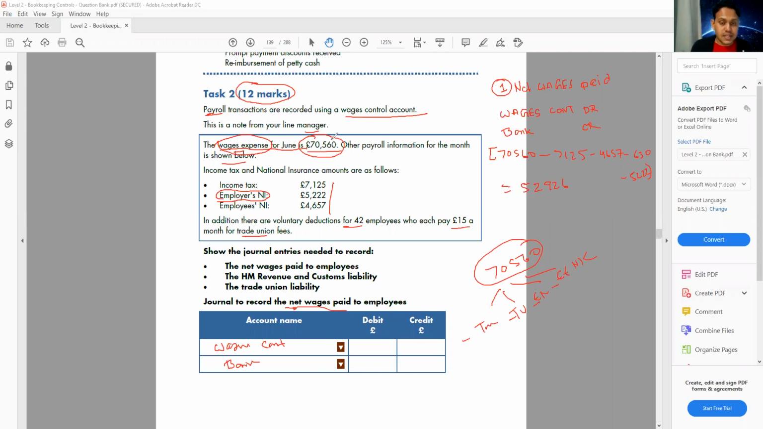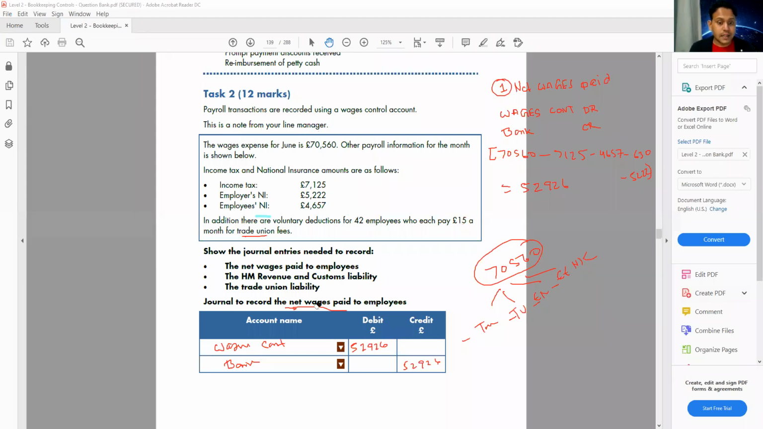So from this one, 70,560 minus the tax, minus the employees NI, minus the employers NI, and the trade union, that will give us 52,926. If you have any question, you can ask me. If you have any confusion, I can discuss again, because this question will be in the exam. Make sure you understand it.